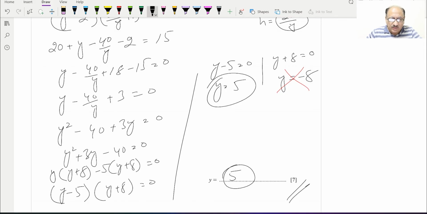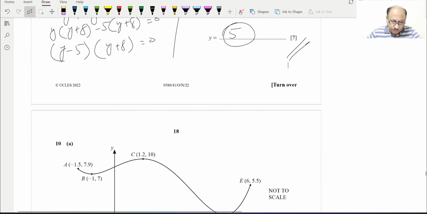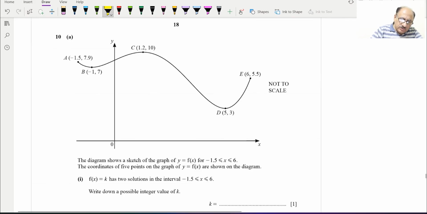And this was for 7-mark question. Hopefully you understood this question. Now last question, question number 10. A part diagram is not to scale.